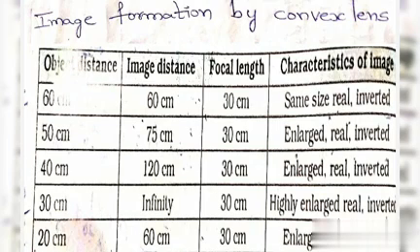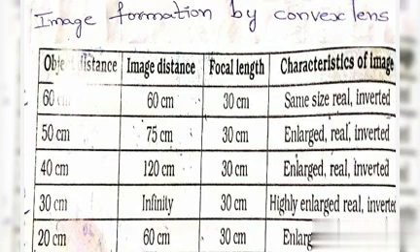The distance between the image and lens, meaning the screen, where the image is forming on the screen, the distance between the screen and lens is called the image distance. The distance between the candle and lens is called the object distance. You can note those values.